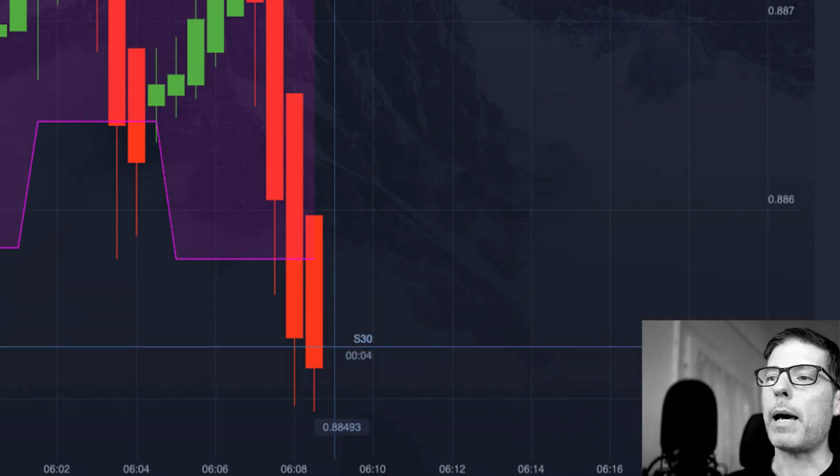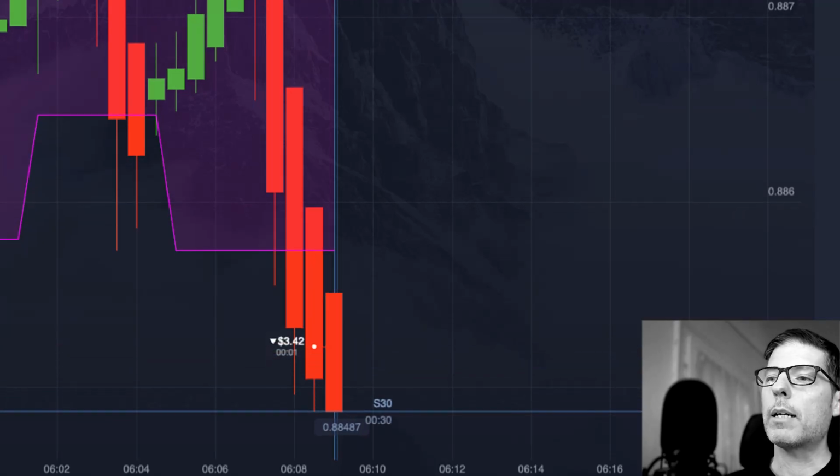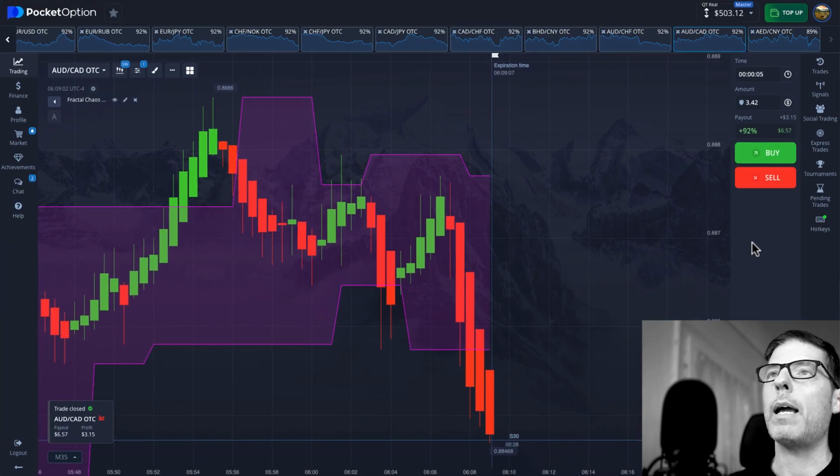Give me a little bit of a pullback on that Heikinashi. There we go. Let's see if that works. Two more seconds to go. Nice push down, and that is a win.